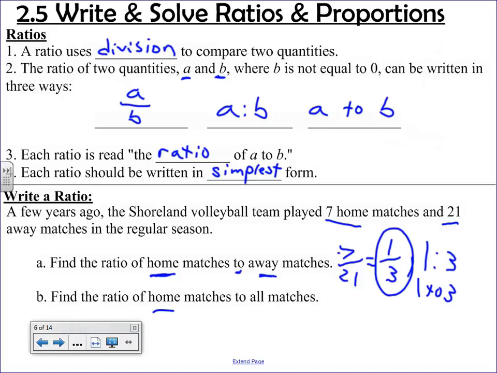Ratio of home to all. Well, now we're getting 2 quantities. The first quantity is home matches. Well, there were 7 home matches. And all together, they played 28 matches. I see those are both divisible by 7, so that gives us 1 to 4. The ratio of home to all is 1 to 4. So we can see that 1 out of every 4 games was home.